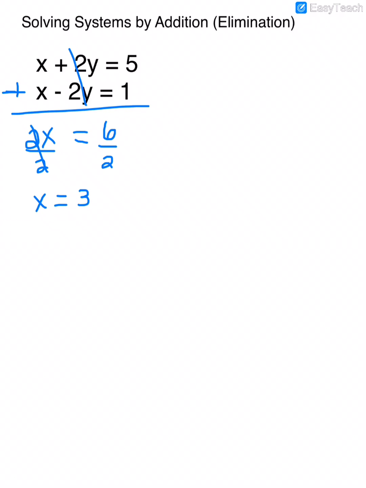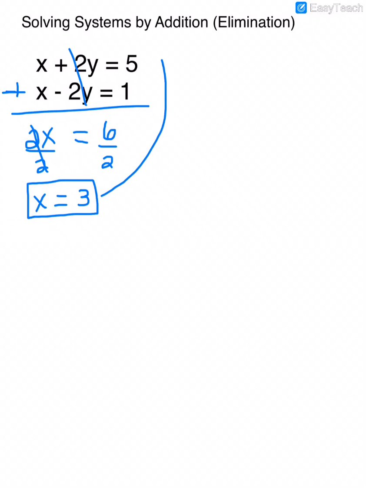Now the last step in solving a system of equations using the addition method is the same as the substitution method. Once we get one of the variables, to find the other variable, we substitute that into one of the original equations. So I'm going to take this 3 that I got for x and substitute it into one of the original equations. It doesn't matter which one. I'm just going to go with the top equation.